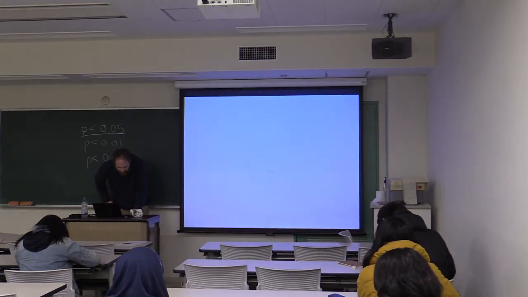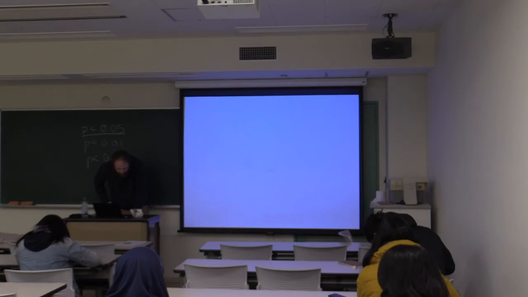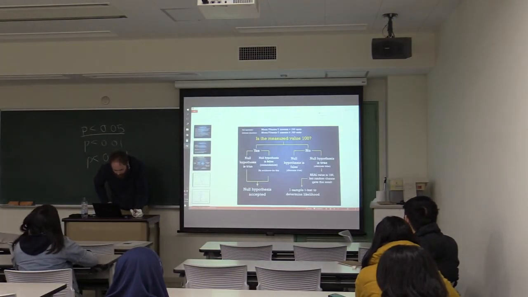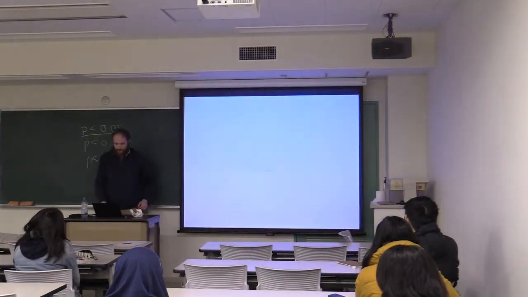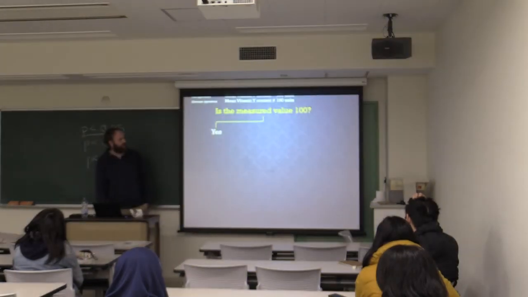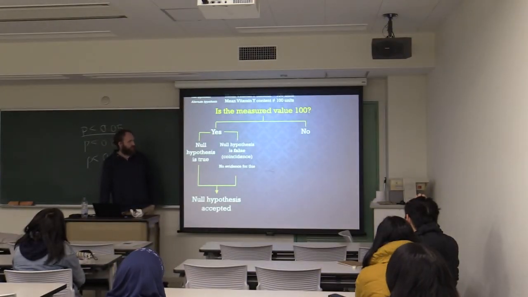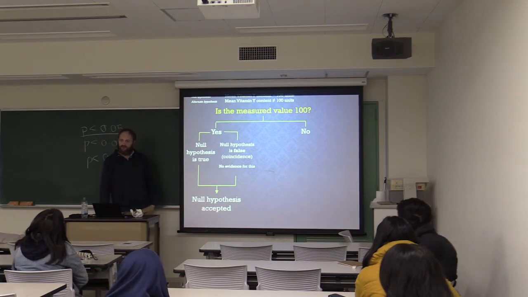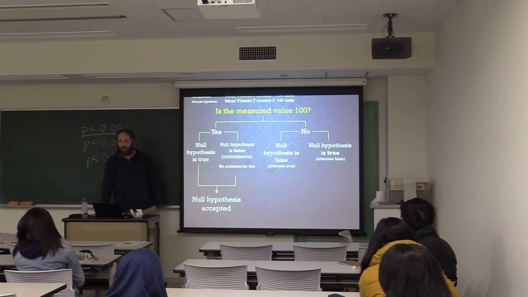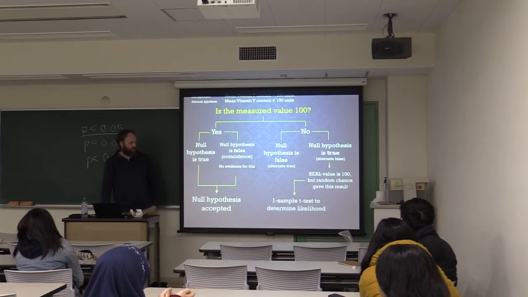Let's flip back to our horrible, terrible chart. Is our measured value 100? No. Our measured value is 100.5, so it's not 100. So it could be that the null hypothesis is false, or it could be that the null hypothesis is true. So what we do is we do our one sample t-test.